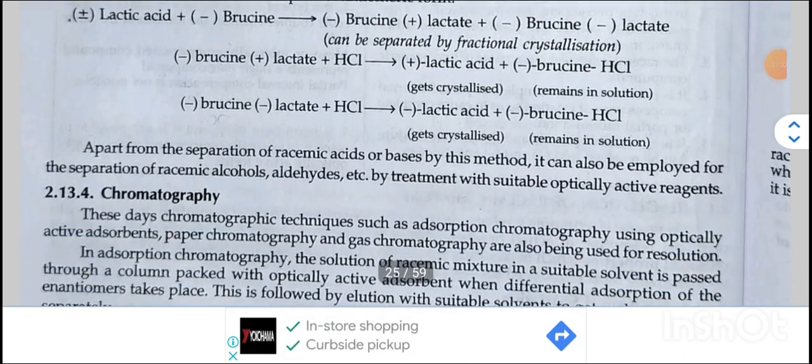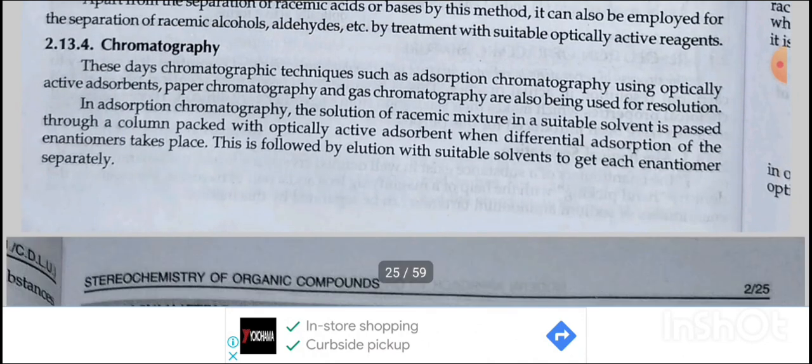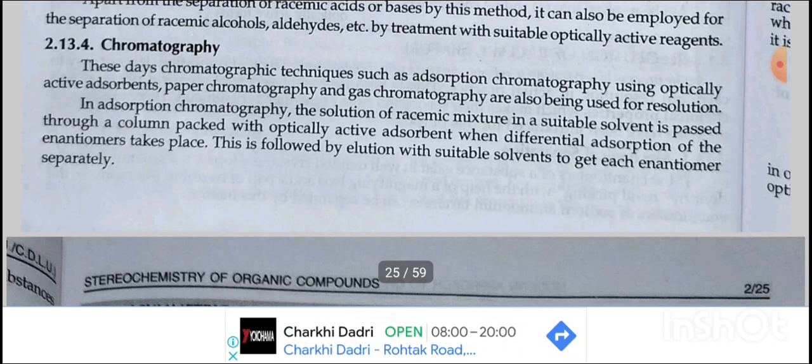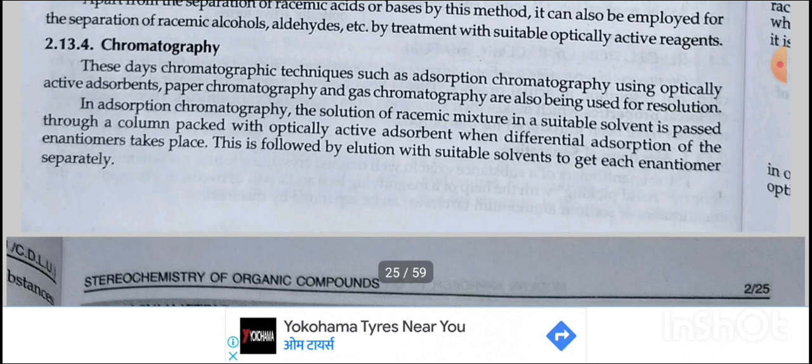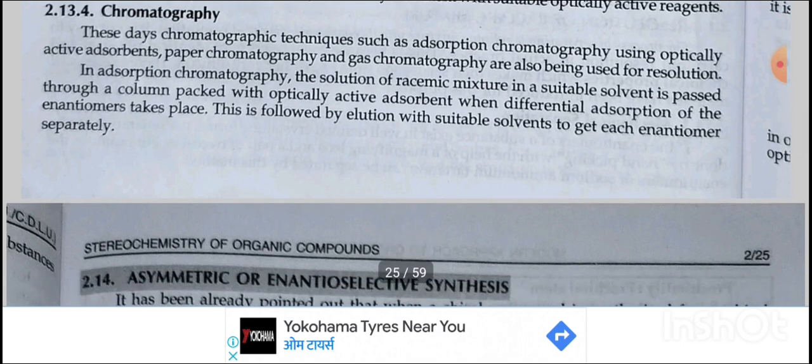Chromatography: these days, chromatography techniques such as adsorption chromatography using optically active adsorbents, paper chromatography, and gas chromatography are also being used for resolution. In adsorption chromatography, the solution of the racemic mixture in a suitable solvent is passed through a column packed with an optically active adsorbent, when differential adsorption of enantiomers takes place. This is followed by elution with a suitable solvent to get each enantiomer separately.